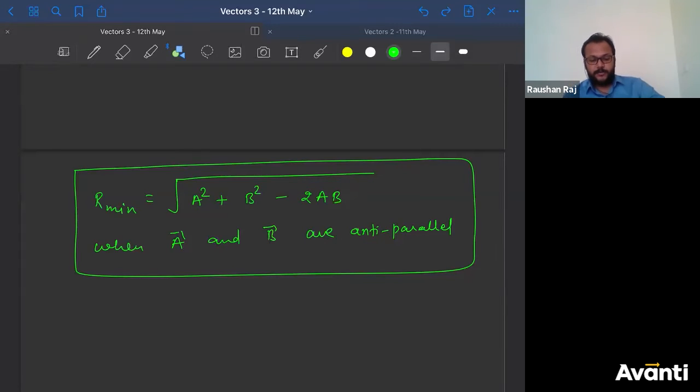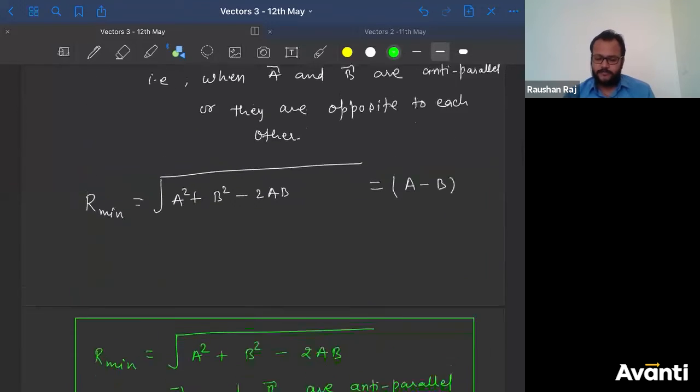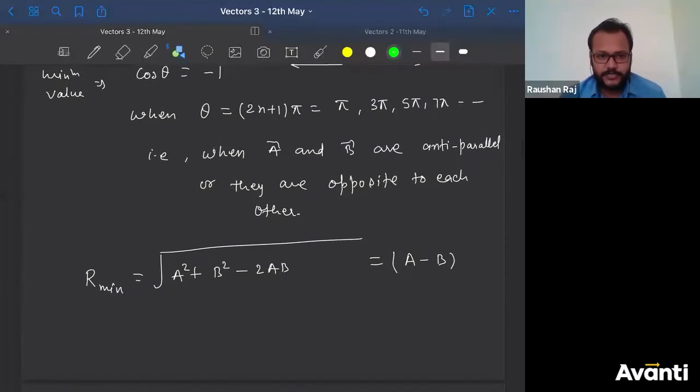Guys, did you understand this? When will the minimum value of r be possible? When a and b are anti-parallel. When is the maximum value of r possible? When they are parallel to each other. That means the angle between them is 0. So when the angle between them is 0, maximum. When the angle between them is 180 degrees, minimum. Okay? Very good. So I have gone very, very slow, guys. I hope everybody has understood this.